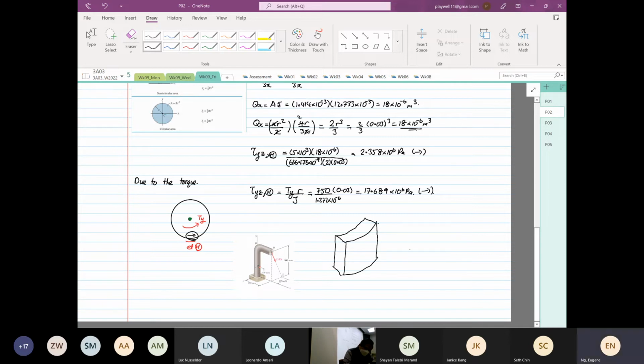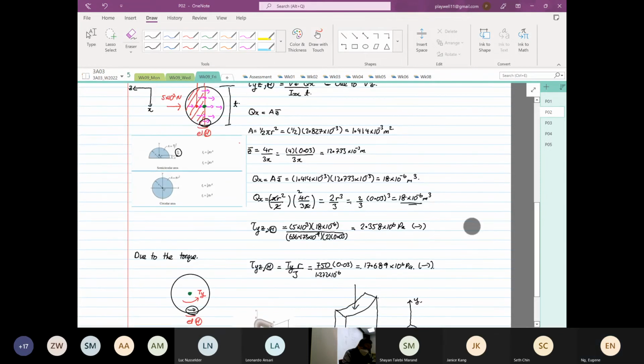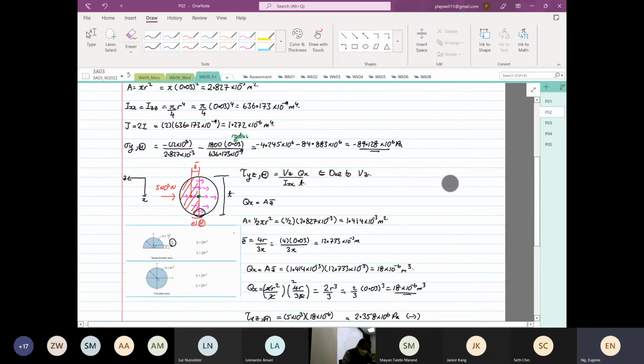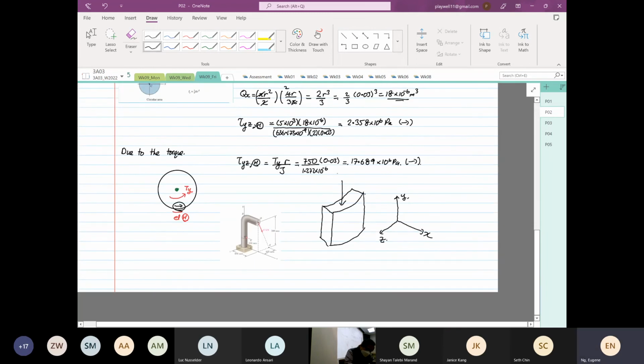Okay, so this is our X. This is our Y. And this will be our Z. Okay. So we know that in our stress Y, we have compression. So the normal stress is the easy part. The compression is what? 89.128 times 10 to the power 6 Pascal.